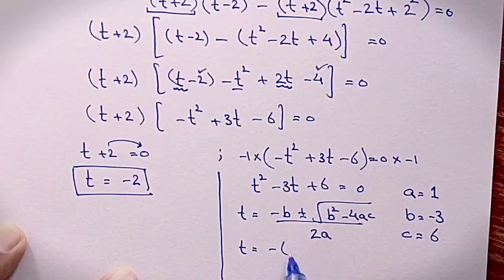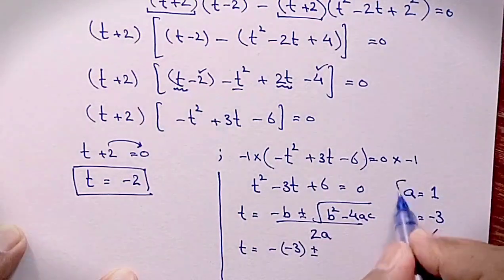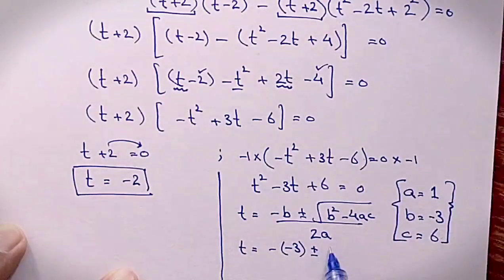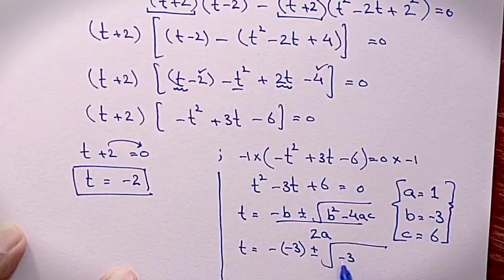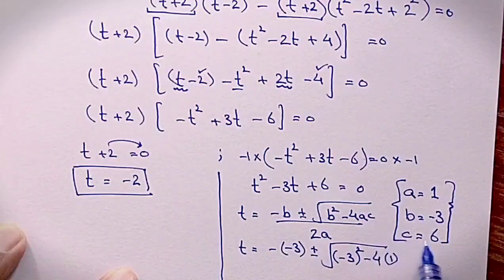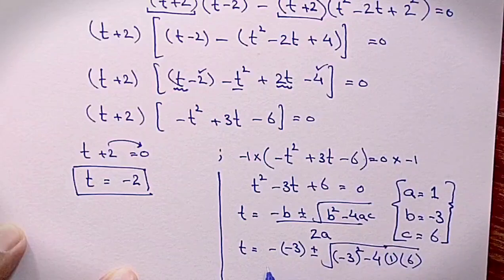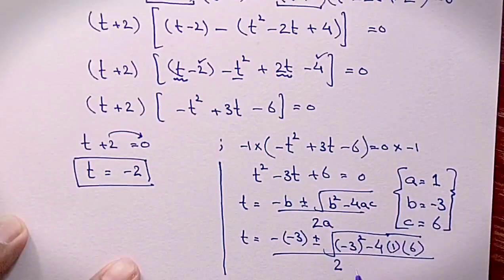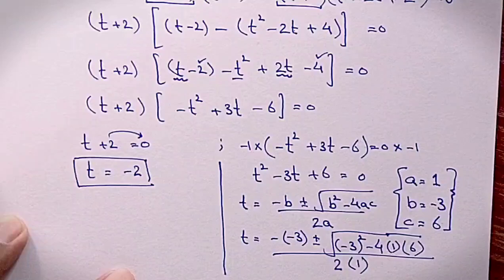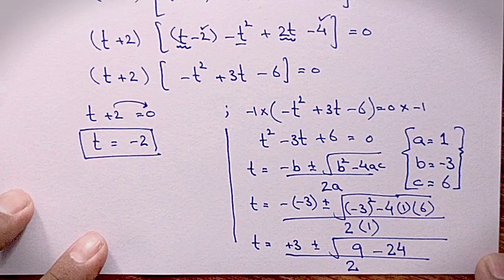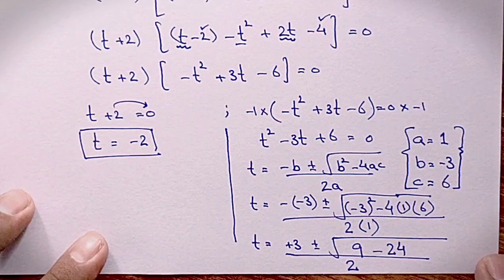So it will be t equals minus b, here it is minus 3, plus minus the square root of b squared, it will be minus 3 squared, minus 4 times a, which is 1, times c, which is 6, then over 2 times a, which is 1. Then it will be t equals negative negative, to be positive 3, plus minus square root of minus 3 squared, which is positive 9, minus 4 times 6, which is minus 24, over 2 times 1, which is 2.